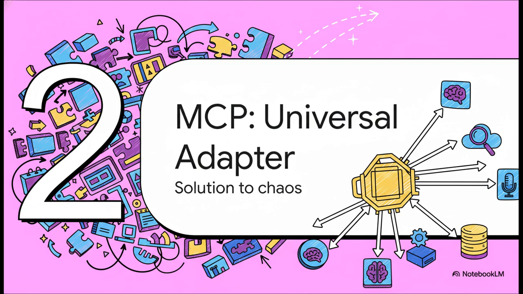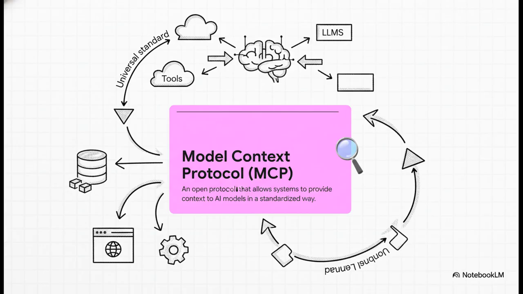Yes, there is. This is where the Model Context Protocol comes in. It offers a really elegant solution by basically acting as a universal adapter for AI, turning that tangled mess into something clean, logical, and scalable. So, what is the Model Context Protocol exactly? At its core, it's just an open standard, a common language. It allows any system, whether it's a database or a web API, to provide context and tools to an AI model in a completely standardized way. It's basically creating a universal plug that any tool can use to connect to any AI.